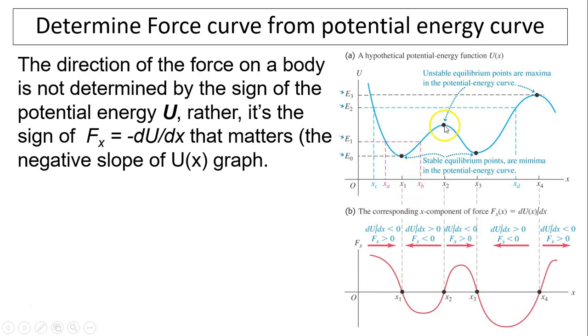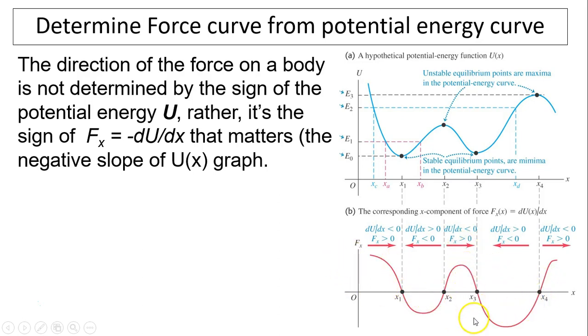Now here is another 0. Over here in between, the slope is positive. That means force has to be negative. As a matter of fact, over here, the force is the most negative. Then over here, between these two zeros, the slope is negative again. That means the force has to be positive. And over here, the slope is positive. That means the force has to be negative.